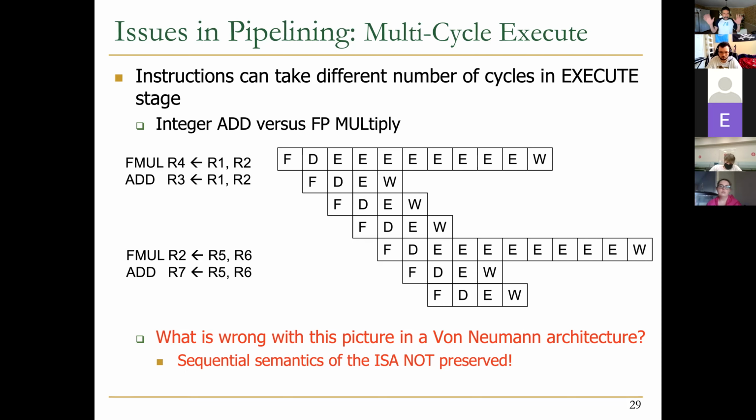So let me ask you, why is this claim true, that the sequential semantic of the von Neumann model was not preserved in this pipeline execution? Can you articulate that? Can you give some intuition why that's the case in this scenario?